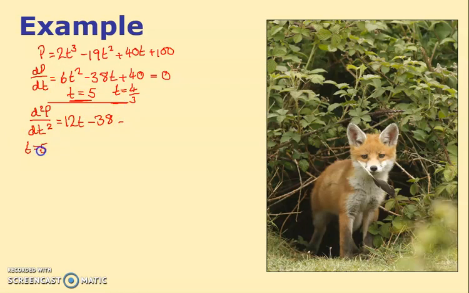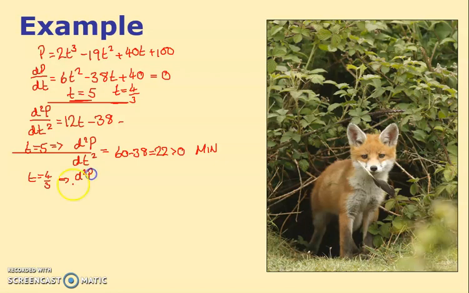So when t equals 5, d2P by dt squared is 60 minus 38, which is 22, which is greater than 0. That's the minimum point. And just to prove it, when t equals 4/3, this should theoretically be the negative one. It's 12 times 4/3, which is 16, minus 38, which is minus 22. You do very often get plus and minus the same values. That's less than 0, so that's the maximum.